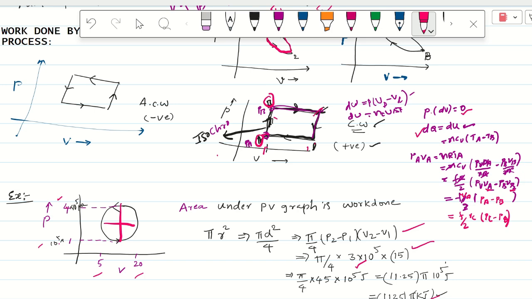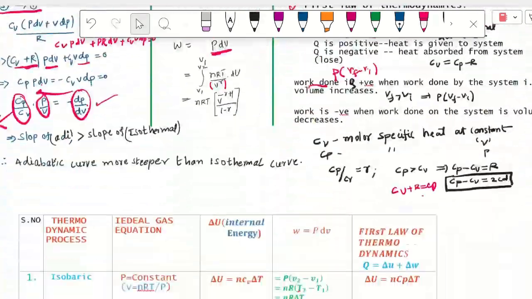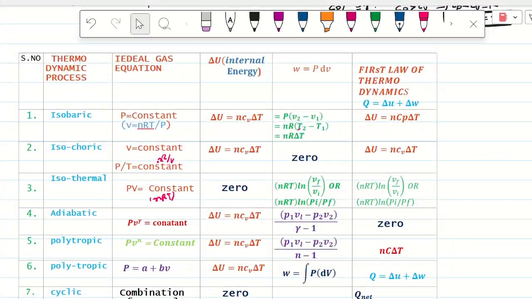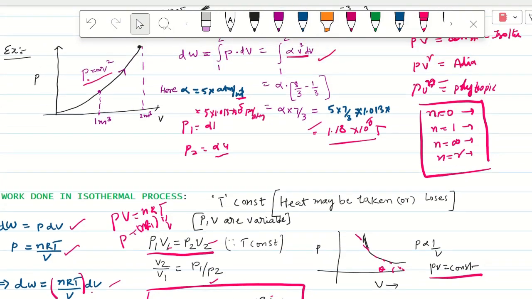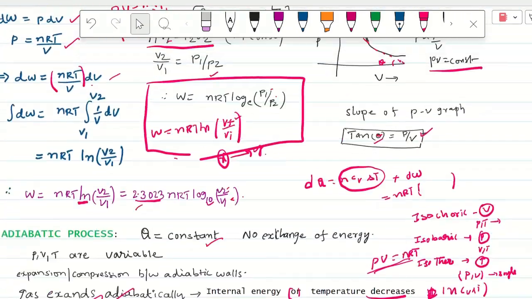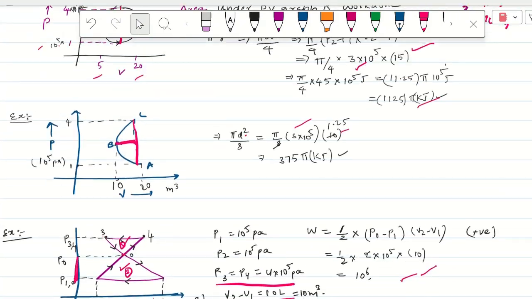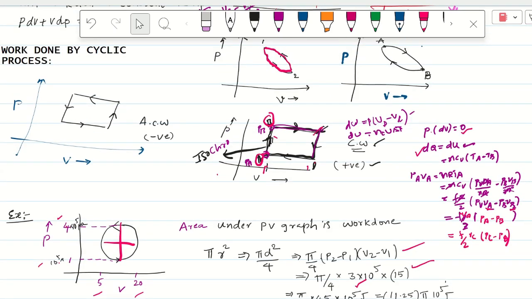So all these points I have tabulated. We can understand by pausing and seeing this table. Here I explain everything, including the points in the middle of the table. So now come to here. In these graphs, how to calculate the work done? First of all, you have to see which process it is.